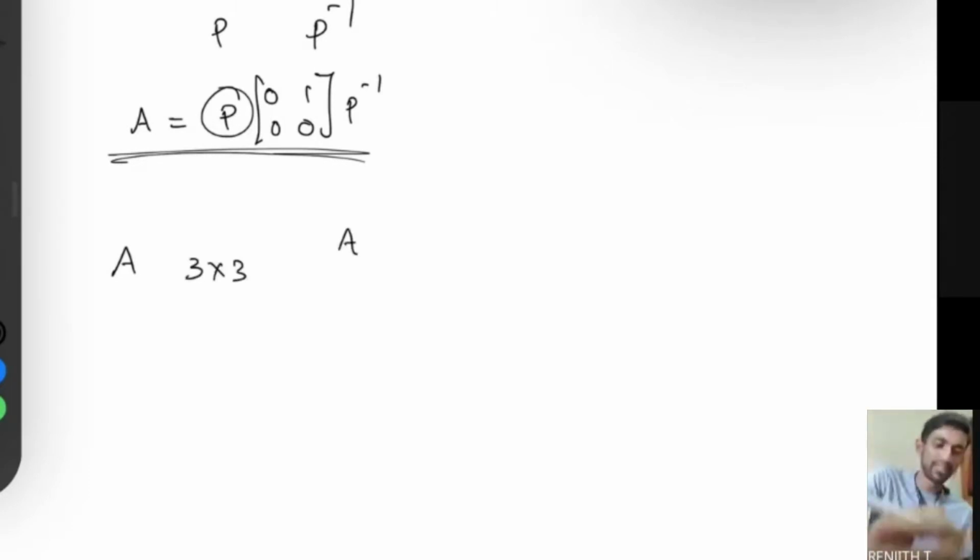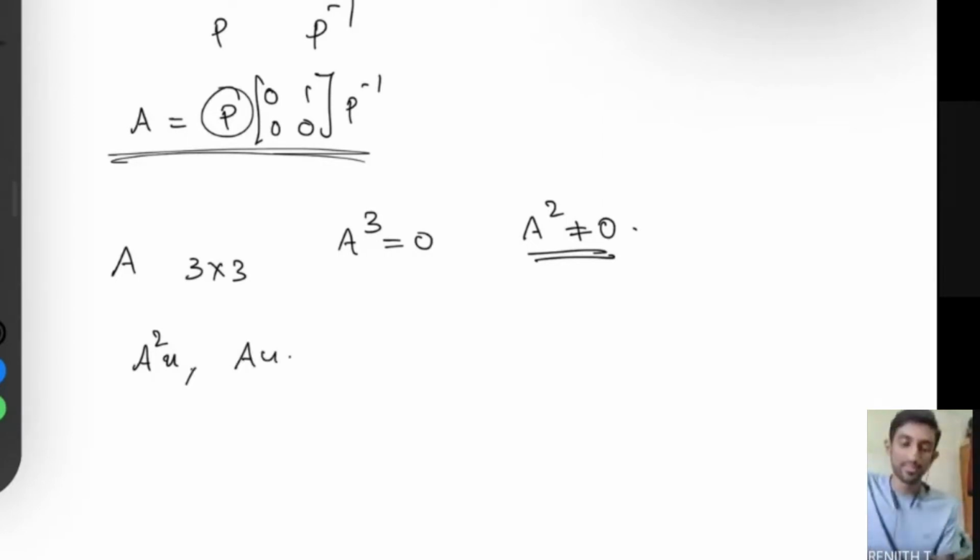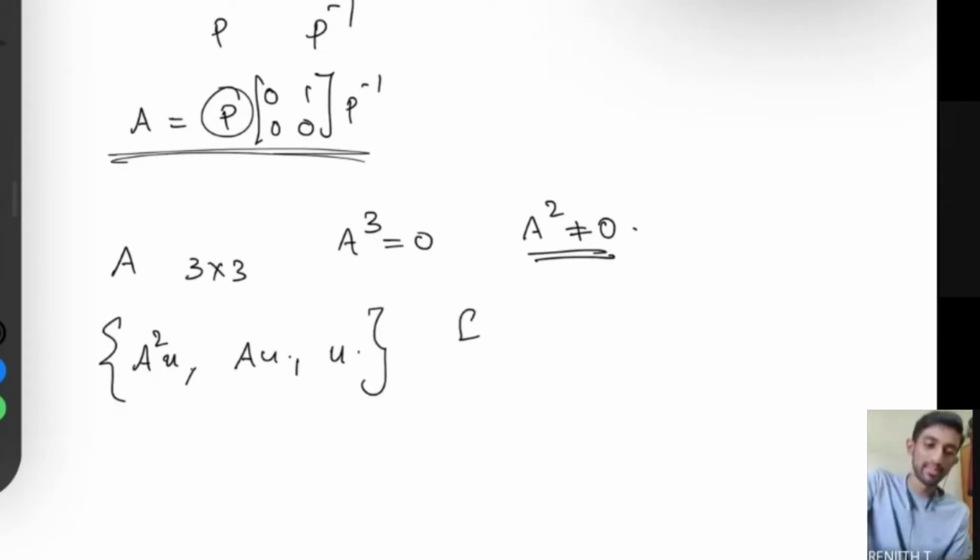Now just think about the 3 by 3 case. A is a 3 by 3 matrix such that A cube is equal to 0 and A square not equal to 0. This is also not diagonalizable, because if it were diagonalizable, the only option is that it must be identically equal to 0. So we get a U such that A square U is non-zero. Since A square U is non-zero, AU also is non-zero, and U is also non-zero. Similar thing, exercise: this is linearly independent.